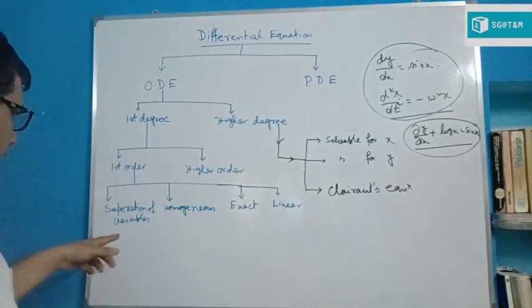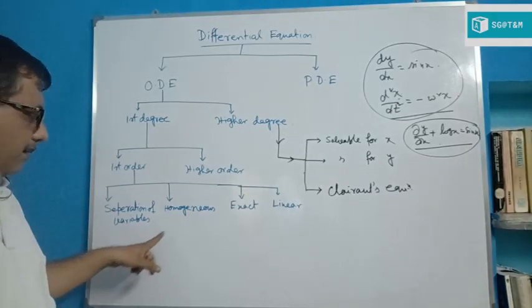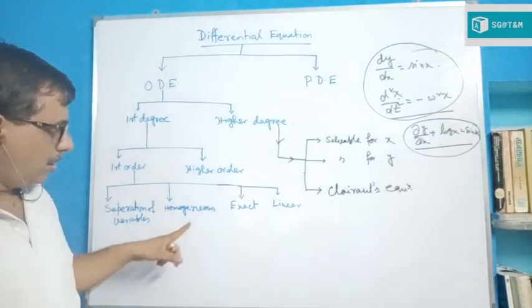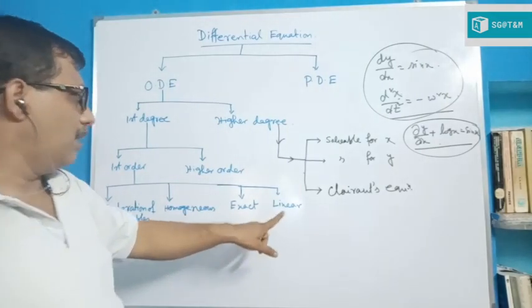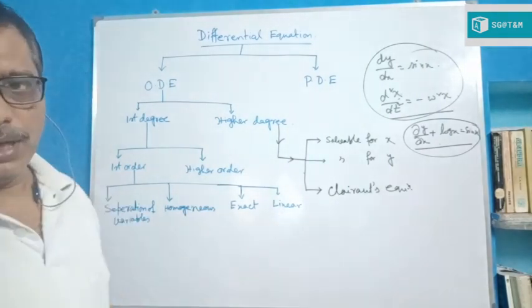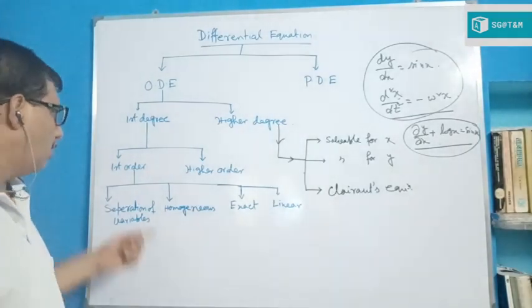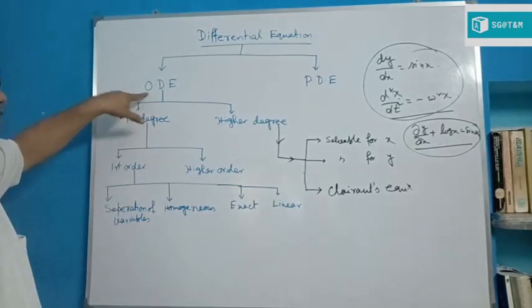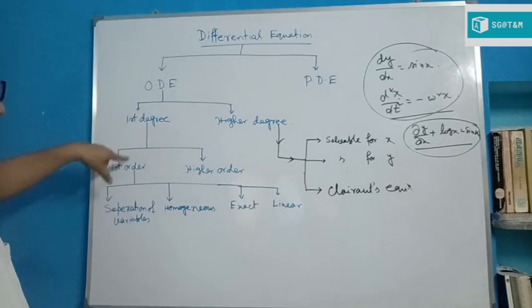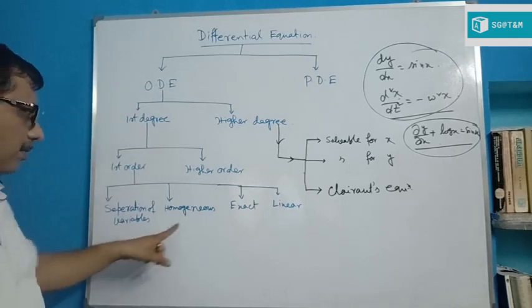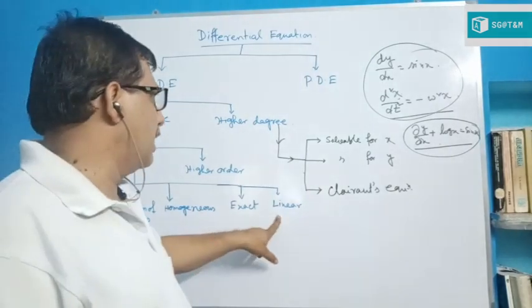There are four types. One is separation of variable. Number 2 is homogeneous, number 3 is exact, and number 4 is linear. Four types of differential equation of first order, first degree: separation of variable, homogeneous, exact and linear.